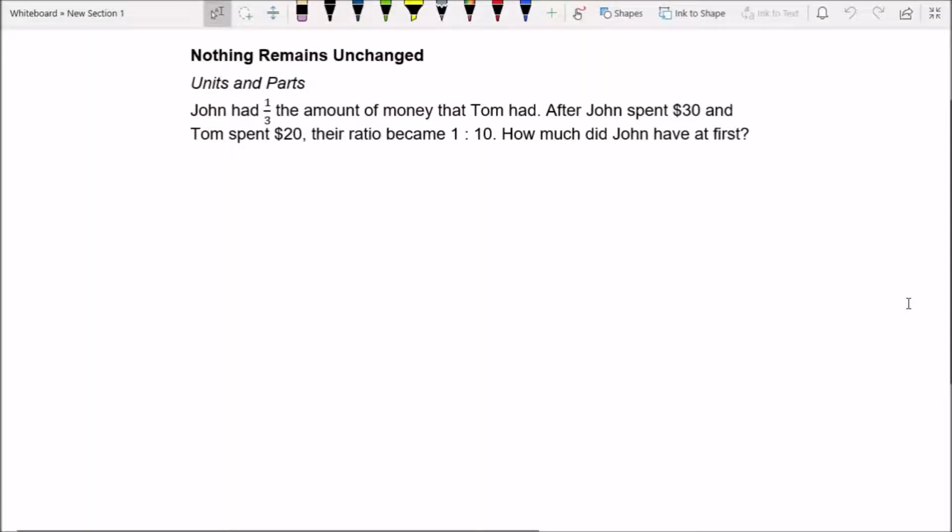Normally for ratio questions, there will be something that remains unchanged. It could be one item, the difference or the total. Sometimes however, nothing remains unchanged.